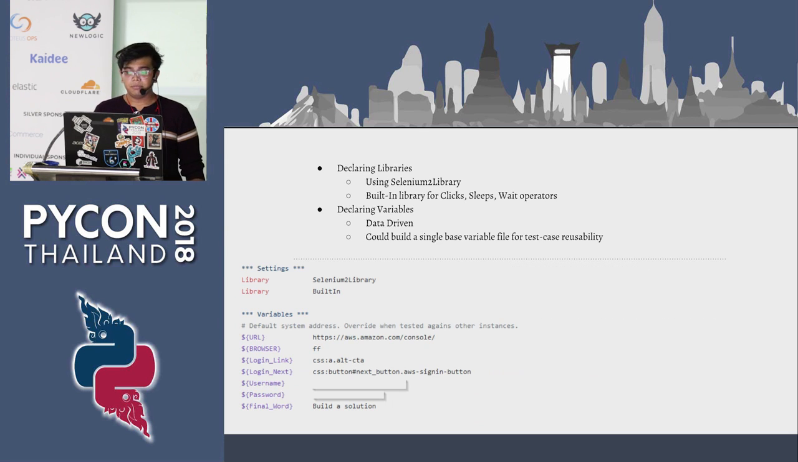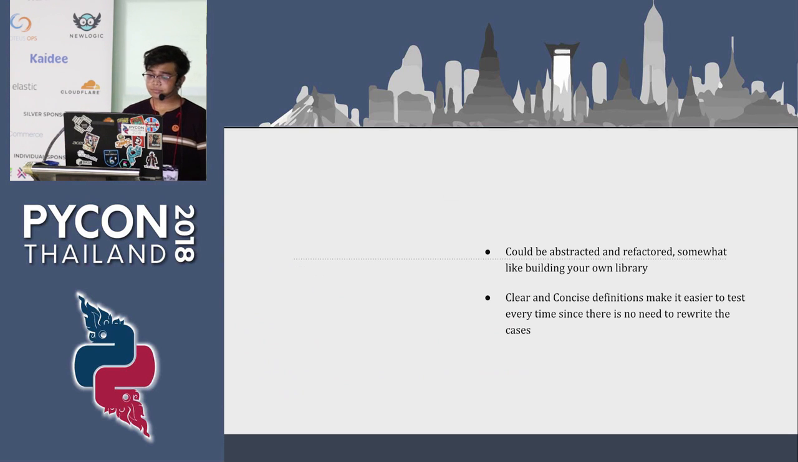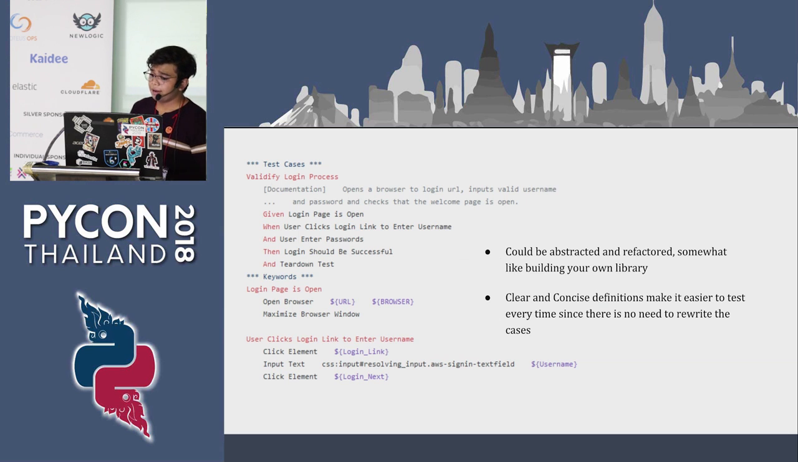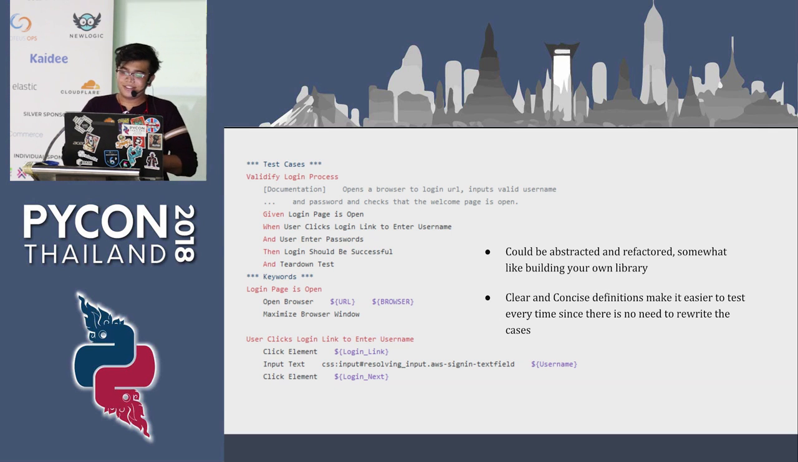We have used a VC with PyCharm or something like that back then. It sort of works. If you refactor it and abstract it somehow, it's like building your own library. It's very good. You will come out after all the hard and painful processes with a very concise test case. You won't have to build a test case from the ground up every Friday. Your life would be good after you put in a little bit more work. Clear and concise definitions make it easier to test every time, since there's no need to rewrite the cases.